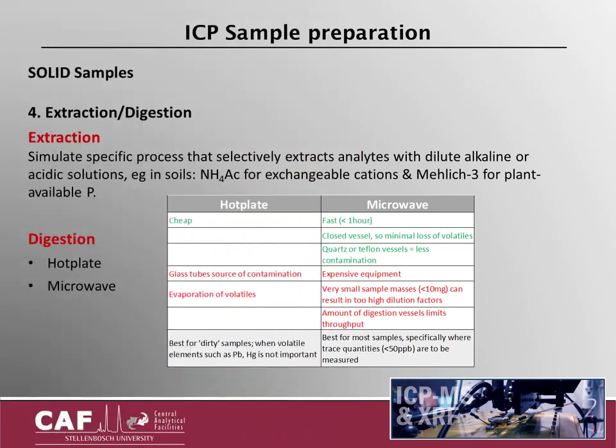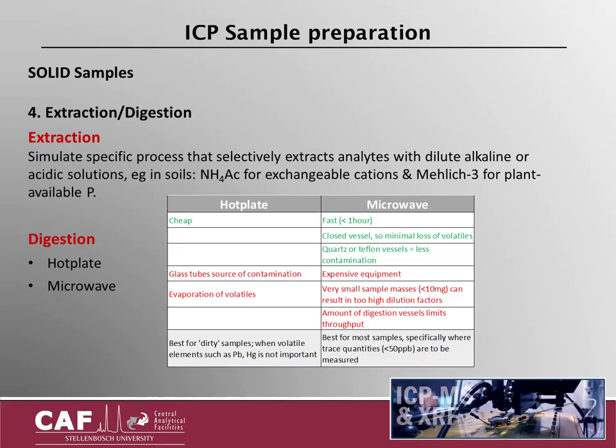Once you have prepared your samples to the right size fraction according to the purpose of your study, the analytes of interest can now be either extracted with dilute alkaline or acidic solutions. For example, in soils, ammonium acetate is used for exchangeable cations, and you've got a Mehlich-3 solution for plant available phosphorus.